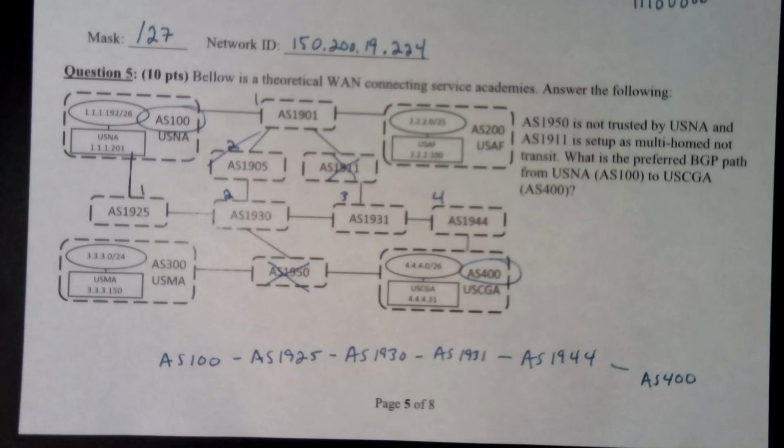So again, the idea here is we take the shortest number of hops in BGP. We don't trust certain things potentially because they're associated with the Army, right? And then we may also not be able to transit through some of these, and so we find the shortest path that is still viable with those restrictions. That's it.